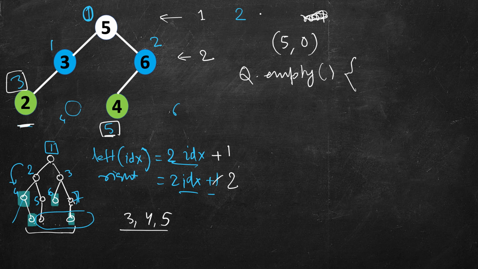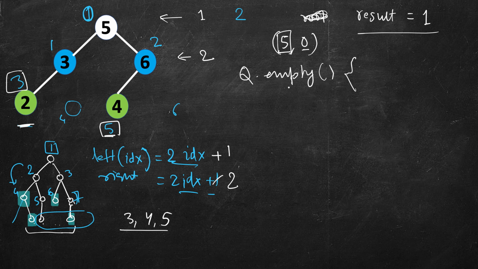So if root is empty, that means there is no node, so result will be 0. But if root is not empty, root is there, then at least width will be 1. So we initialize result with 1. Then we pop this (5, 0). So 5 is the root node, the tree node, and 0 is its column position.